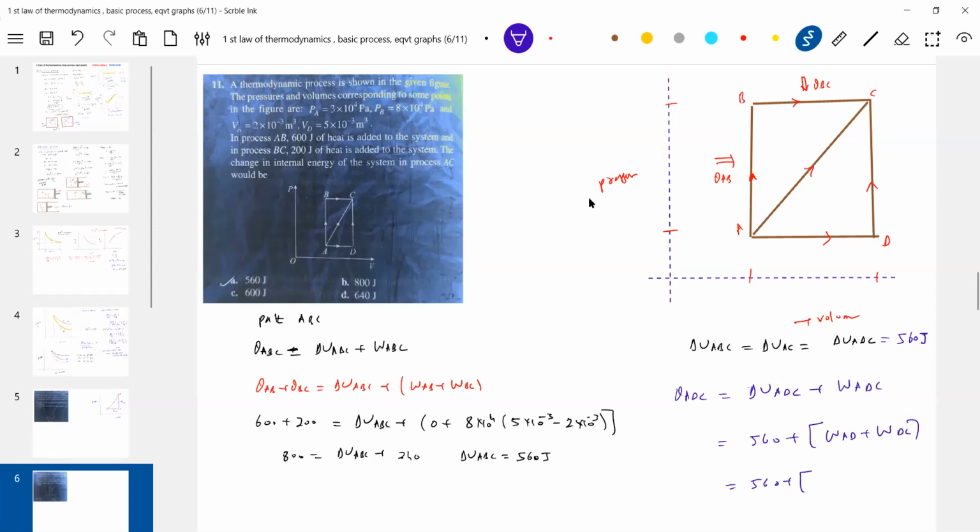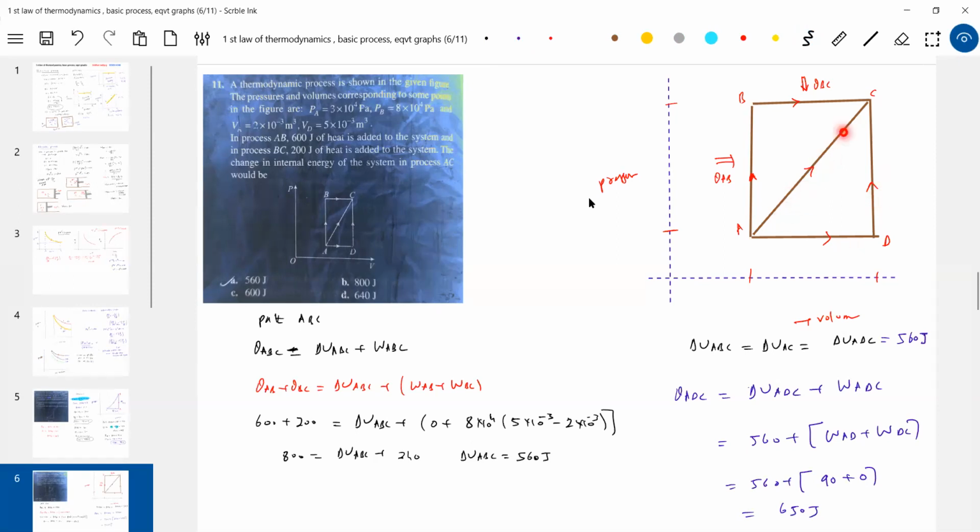Anybody, work done in the path AD? Pressure is 3 into change in volume, the same thing. So this will be 90. 560 plus 90 will be 650. So what is the heat absorbed in the path ADC? Equal to this much. Again, if you have some information, you can further calculate the heat absorbed in this particular thing.